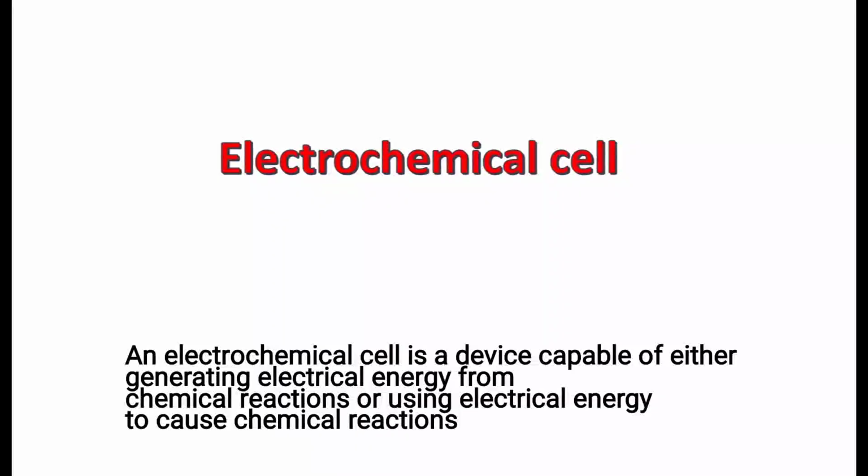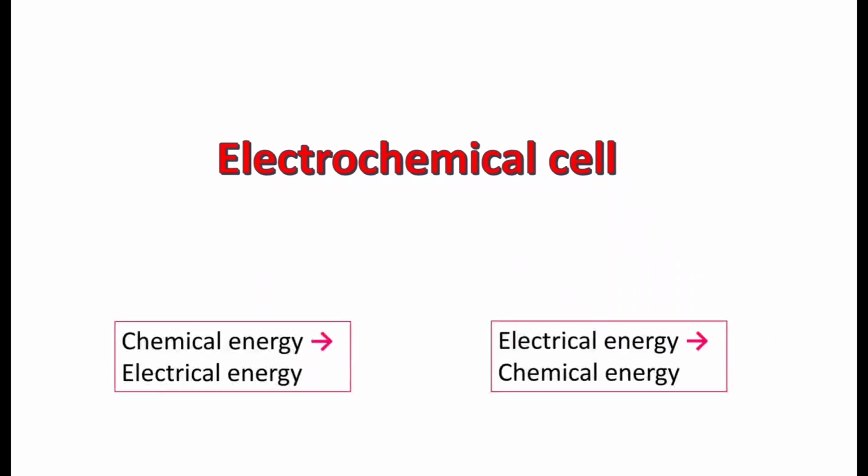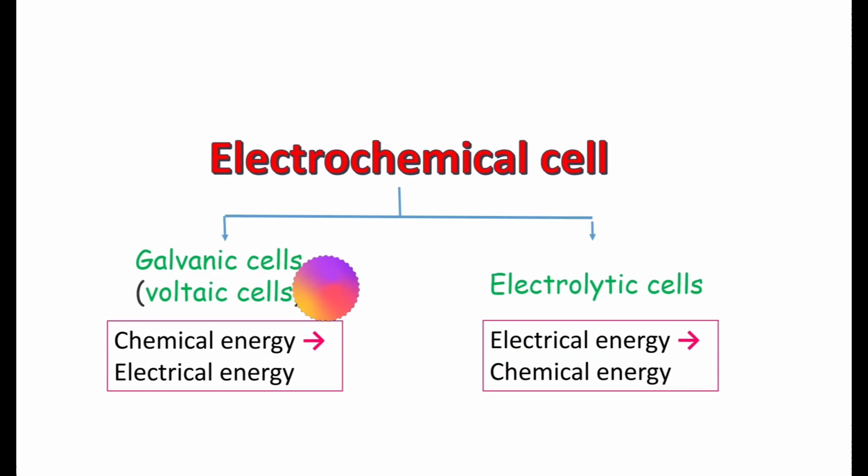An electrochemical cell is a device capable of either generating electrical energy from chemical reactions or using electrical energy to cause chemical reactions. The two types of electrochemical cells are voltaic cell and electrolytic cells.